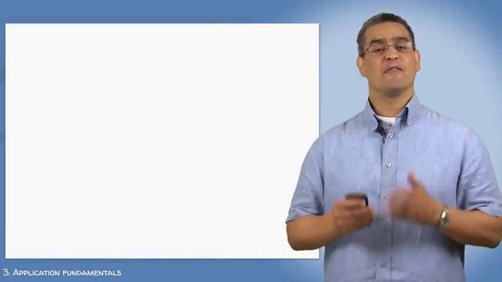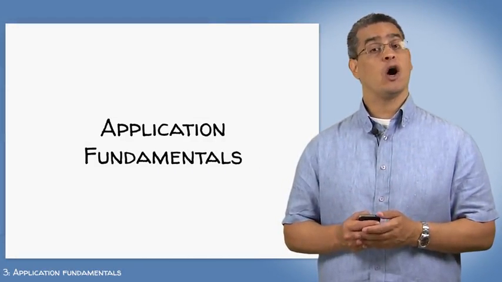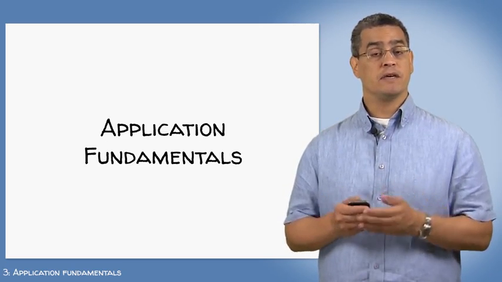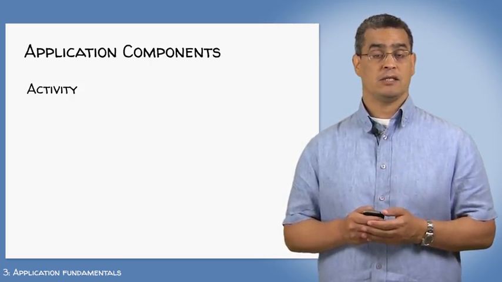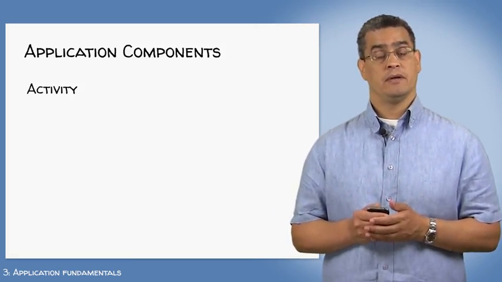Today, we're going to talk about the 4 fundamental building blocks from which all Android applications are built. These building blocks are implemented as Java classes. And the first of these building blocks is the activity class. Now that's the main class that users see when they run an application.